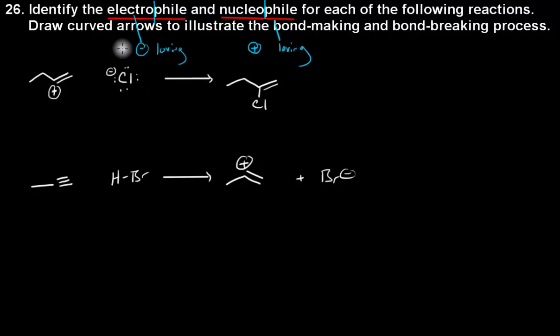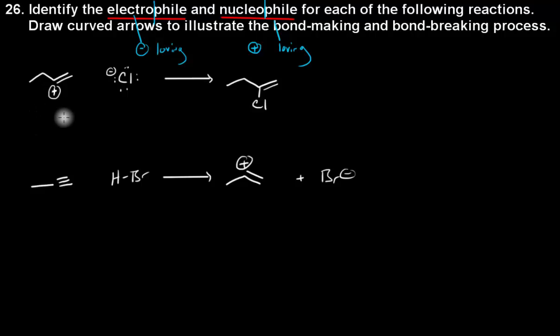Okay, so let's use this definition to go through two different examples for question 26. There are multiple sub-questions here, so I'm just going to do two of them. The first one is these two reagents, one's the nucleophile, one's the electrophile. Looking here, this is actually quite simple because we have a formal negative for the chlorine and a formal positive for this vinyl carbocation.